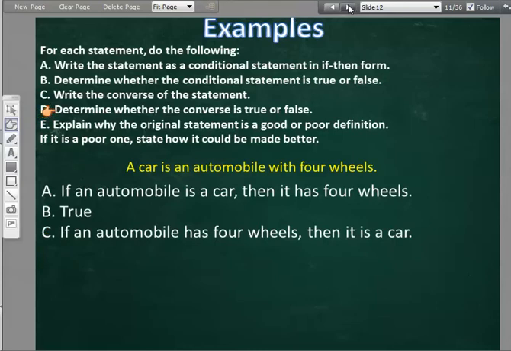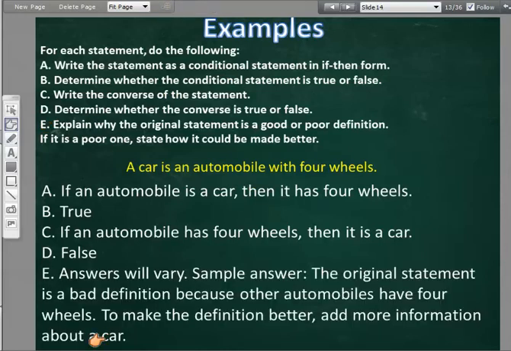Let's see what it says, because I know what I say in my head. False. Okay. Now, I would say that's false because it could be a quad runner or something like that. Or it could be a wagon, a horse-drawn wagon. Doesn't mean it's a car just because it has four wheels. Okay, on E, it says, explain why the original statement is a good or poor definition.